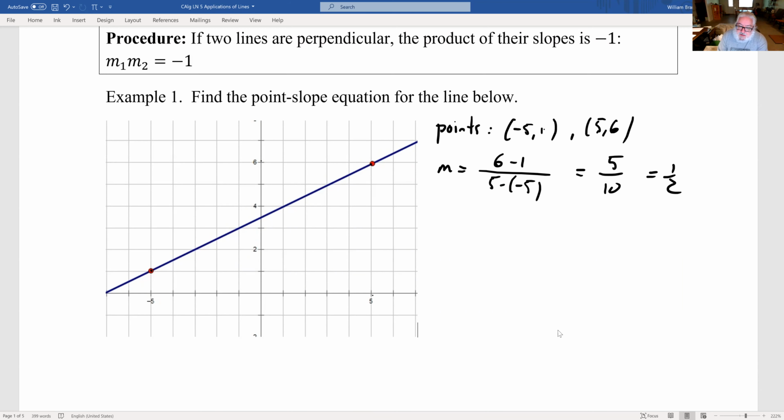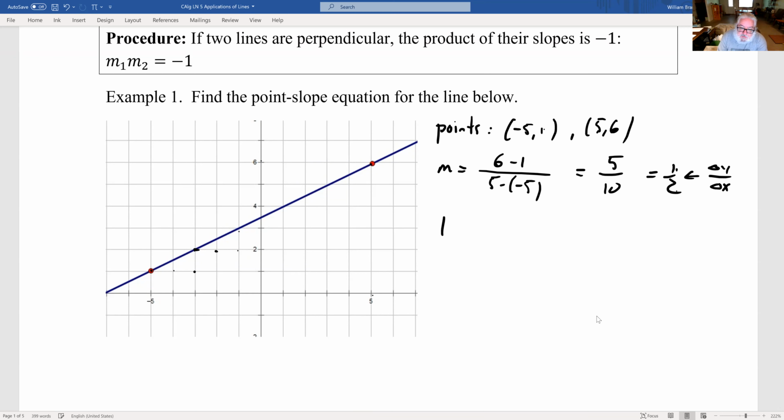Right? And remember that slope is change in y over change in x. That means if we go 2 units right, we go up 1 unit. So 2 units right, and we go up 1 unit till we get to that point. 2 units right, up 1 unit, etc. Okay, so that gives me the slope.